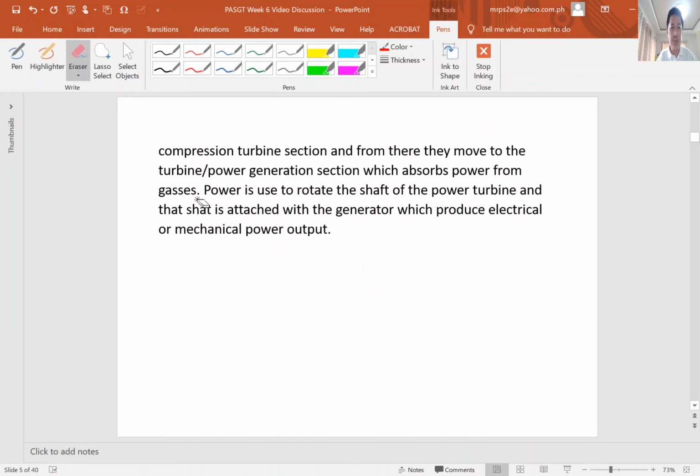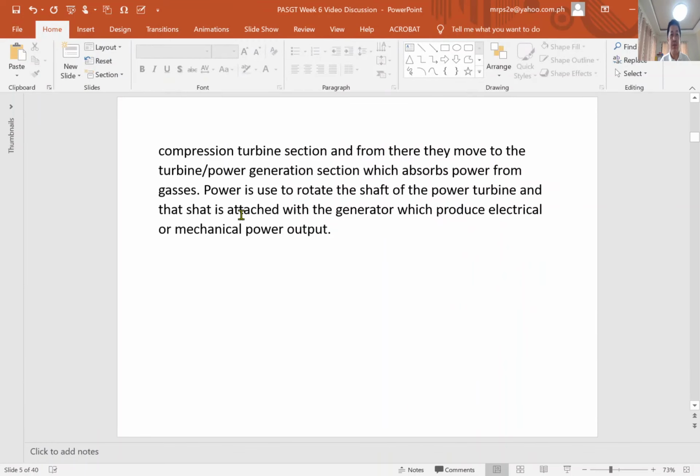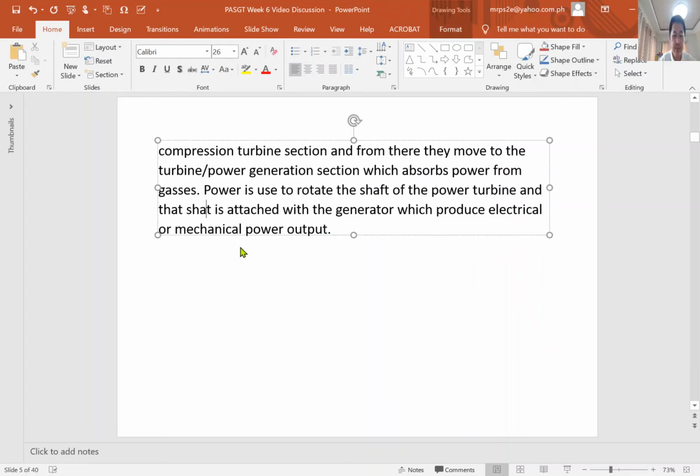from the gases. The power is used to rotate the shaft of the power turbine, and that shaft is attached to a generator which produces electrical or mechanical output. So this is the shaft. Just a mistake, so I'll make a correction. This one. This is the shaft.